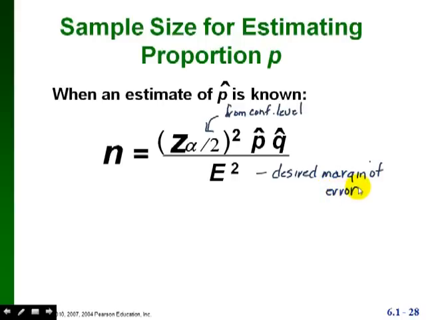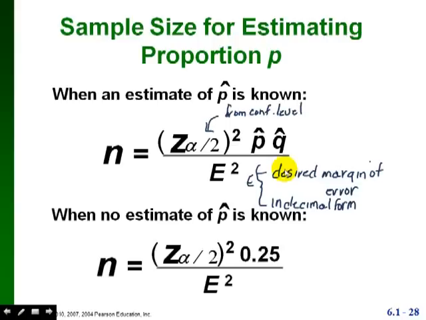So for example, if we want our margin of error to be something like 3 percentage points, that's fairly common, then that's the number that we would use in here. And it does have to be in decimal form. So those two things are very important there about the E in this formula.